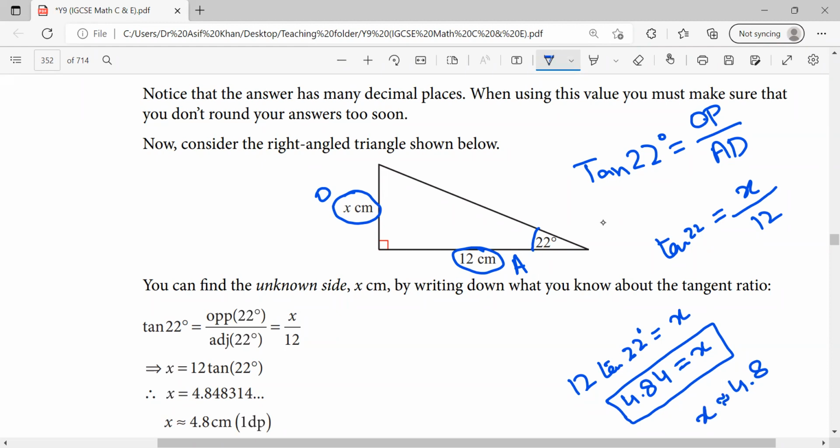If the answer was 4.8483, then you can write 4.84. We check just the immediate number after that one, which is 4. After 4, even if you have 9, it is not considered. Understand this point? Yes, sir. So this is the way by which you will solve the question involving tangent.